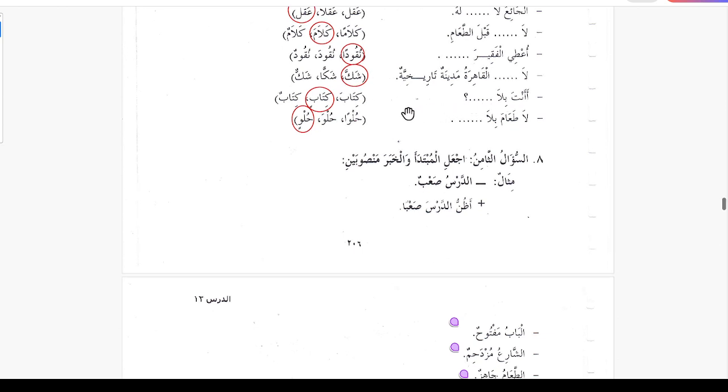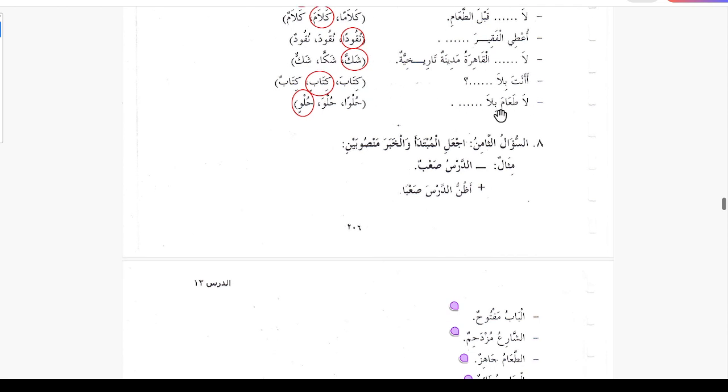And anta bila kitabin, are you without a book? This is harf of jar, so we cannot use un or a, it has to be ism majroor. Similarly, la ta'ama bila hulwin, is no food without sweets. We cannot use hulwan or hulwa because it's not la nafiya lil jins. In these two examples, they both are not, because la nafiya lil jins cannot come with harf of jar that we have already studied. So we have to use ism majroor here.